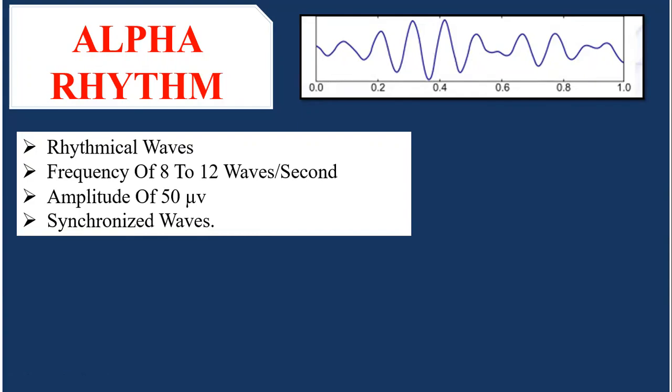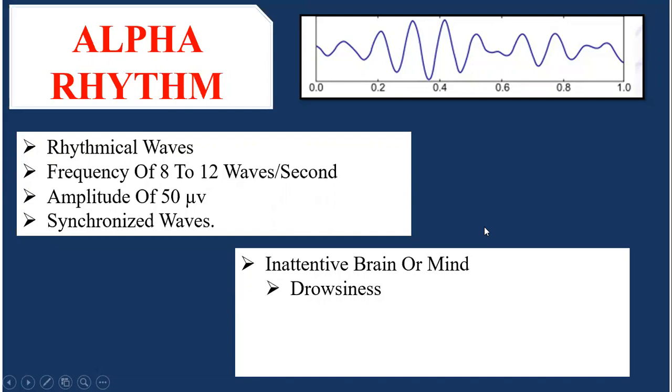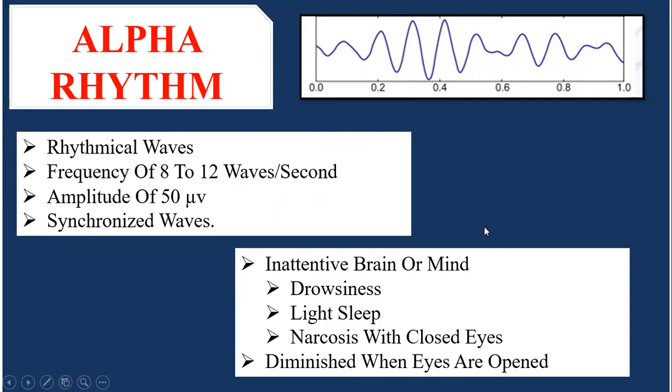In which conditions can these alpha waves be observed? These alpha waves are obtained when the person is in a resting state, in an inattentive state of the brain, or when the brain is inactive. In case of drowsiness, light sleep and closed eyes, these waves can be obtained. These waves disappear when the eyes are opened. When the eyes are opened, the alpha waves cannot be obtained.